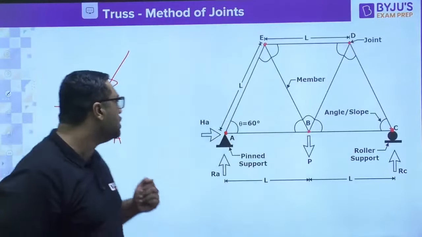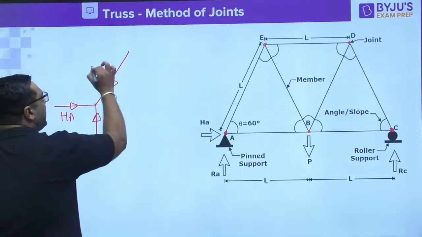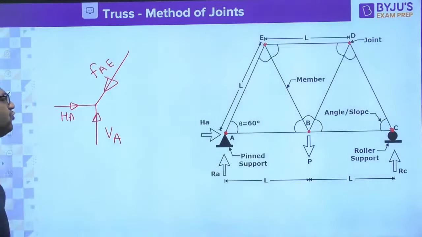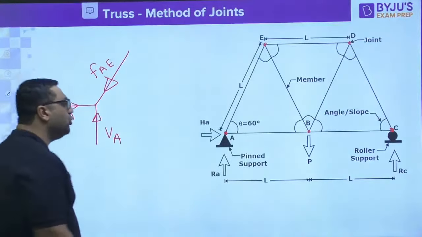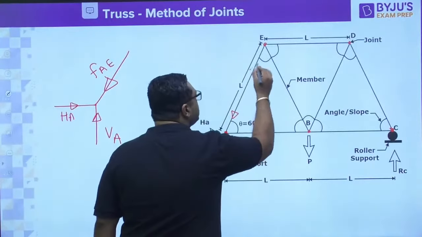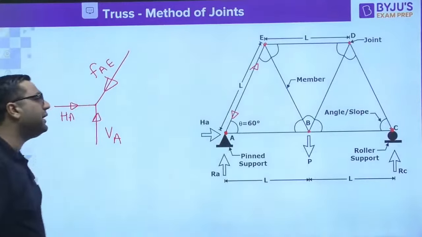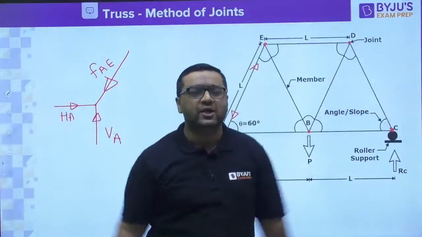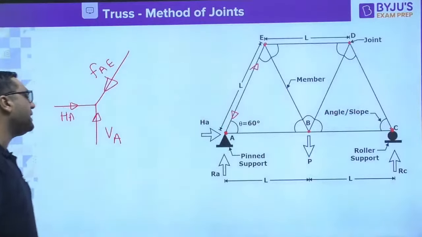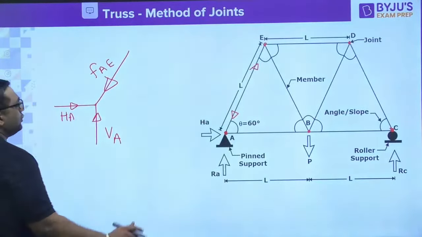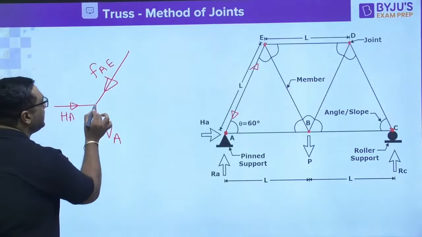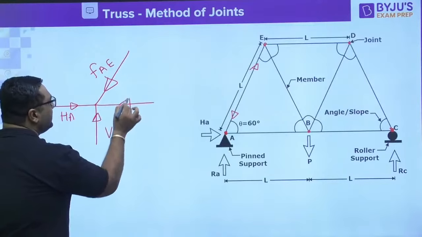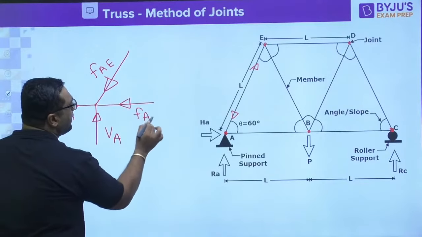Here the force acting is FA, the force in the member. We have assumed that this member has this type of force, which means the member is under compression, and that's why it is applying force towards the joint. Whenever the member is under compression, it applies the force in this way. In this member also we have to assume some direction, so let us assume this direction, and this is the force in member AB.